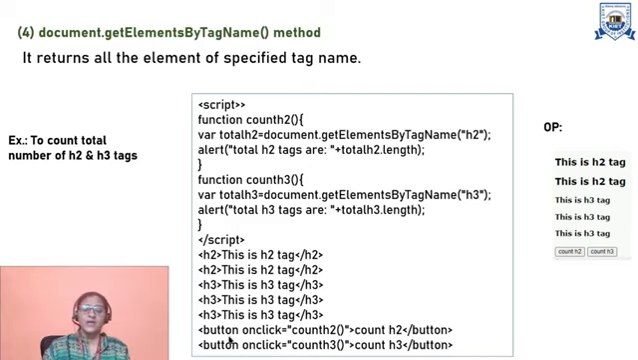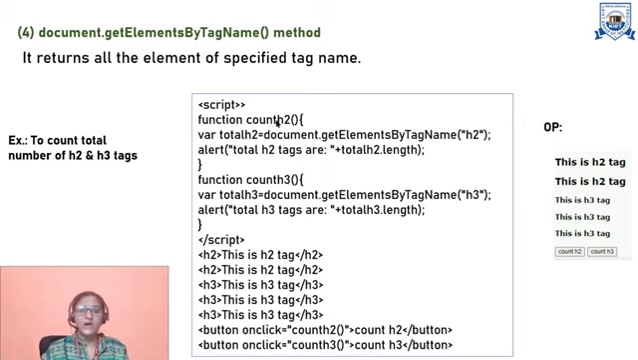So we have created a button, and on click the countH2 method will be called. On that button the label is count h2. Next, there is another button, and as soon as we click it, the countH3 method will be called.